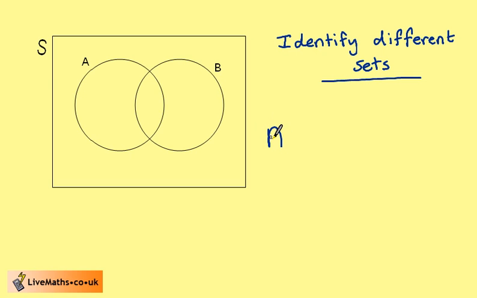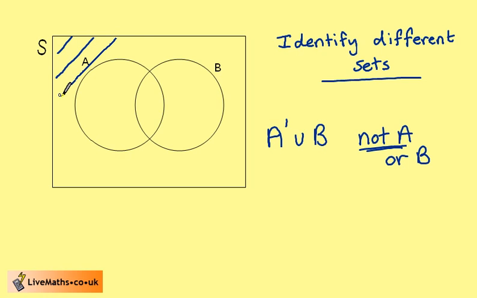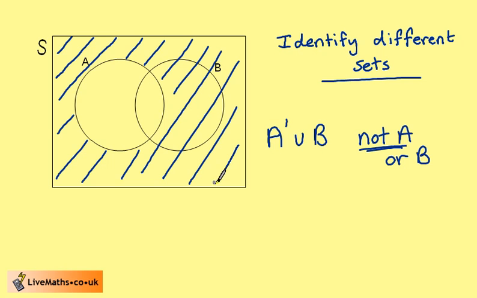We're going to use this method to identify another event, A dashed or B. So this is not A or B. Remember, A dashed is called the complement of A, or not A, and represents everything that is not in A. We start by identifying not A. We shade everything outside of A. So carefully shade to make sure that you don't shade any of the inside of A. However, everything outside needs to be shaded.